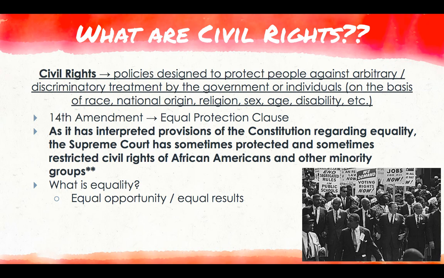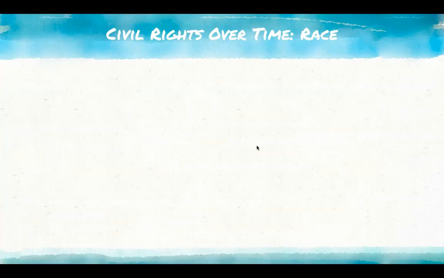We in America tend to lean more toward equal opportunity versus equal results, because equal results tends to lean more toward that communism, socialism side of things. And as we've talked about, those tend to have more negative connotations in our society.